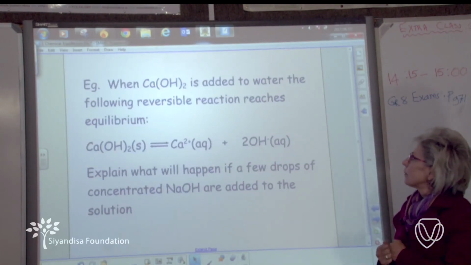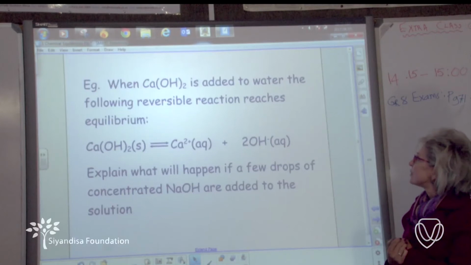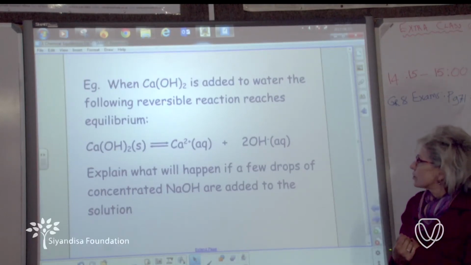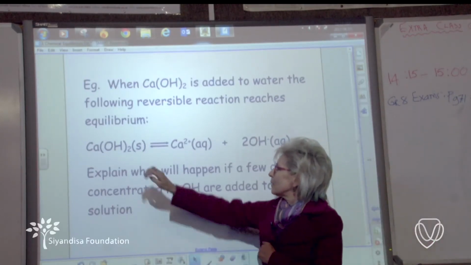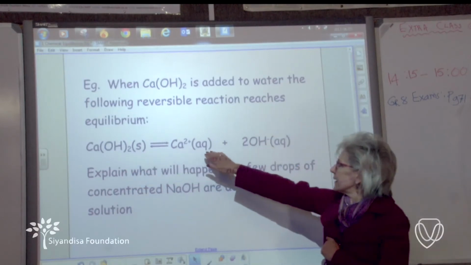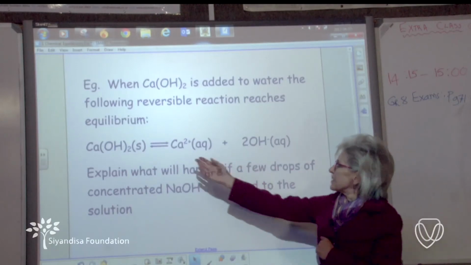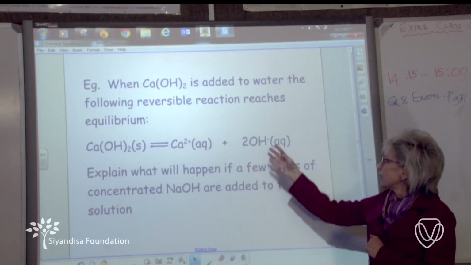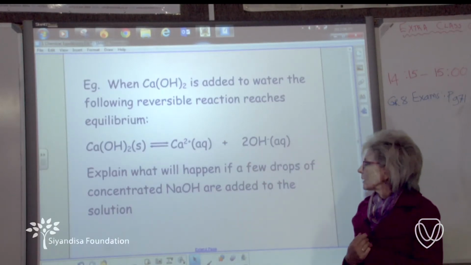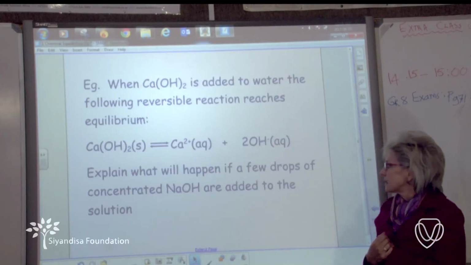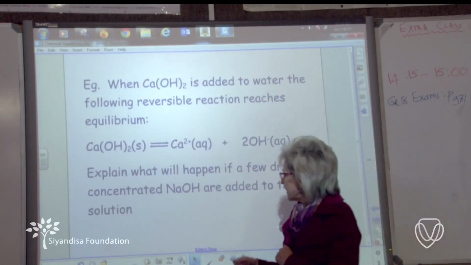Same question here. When calcium hydroxide is added to water, the following reversible reaction reaches equilibrium. So again, we've got the solid calcium hydroxide dissociating into calcium ions and hydroxide ions. Explain what will happen if a few drops of concentrated sodium hydroxide are added to the solution.